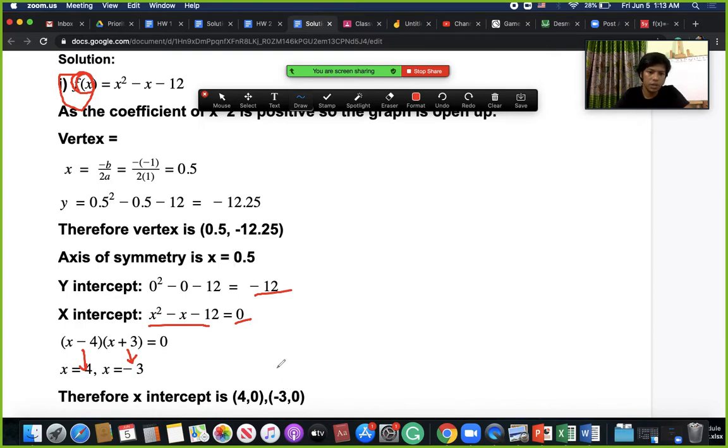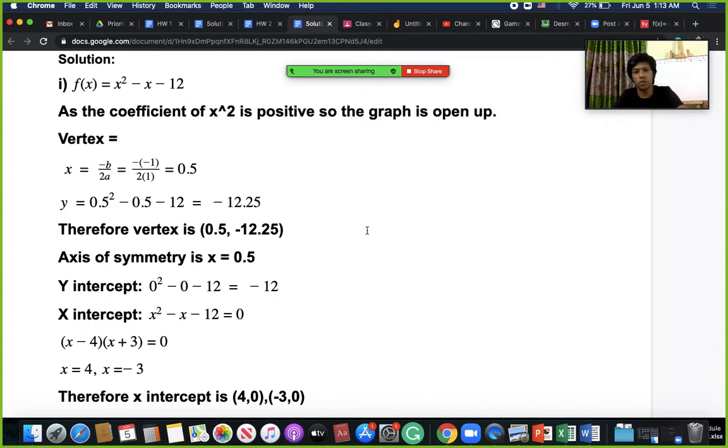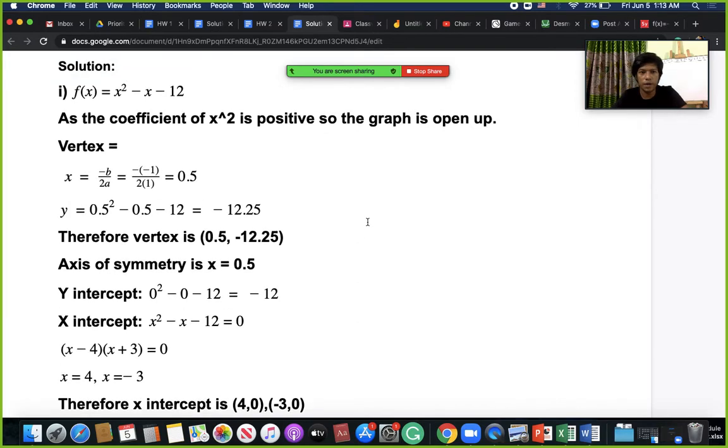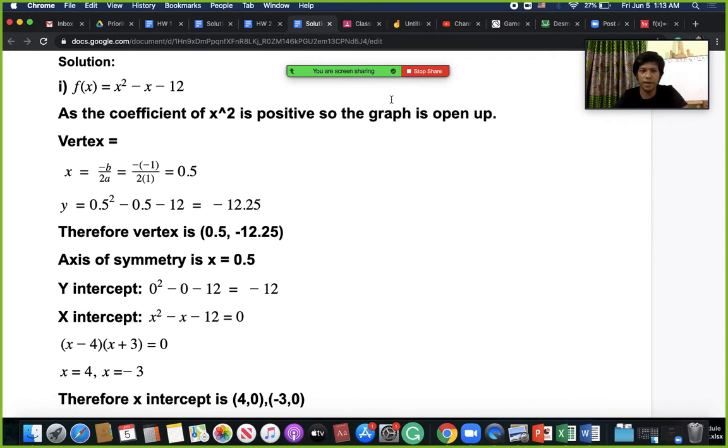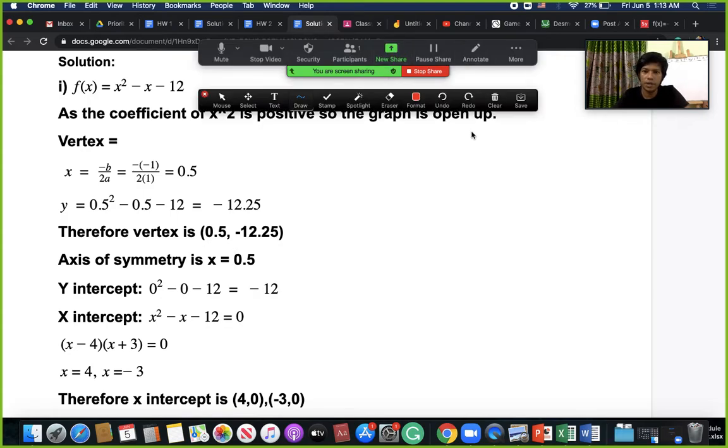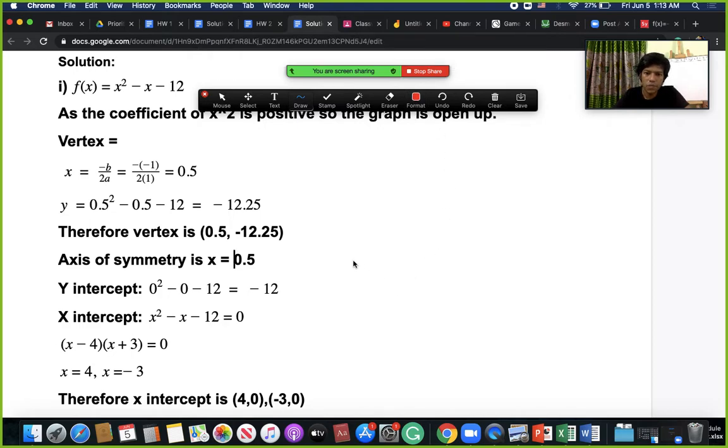In fact, by this we have all the values to draw the graph. You have the x-intercept, the y-intercept, the vertex, and the axis of symmetry. If you have all of them, then you can draw the graph. Let me draw it here just for fun, freehand. In fact, I have the actual correct answer also.